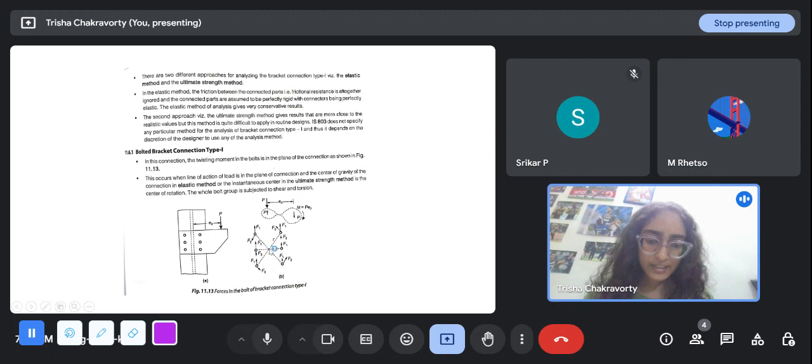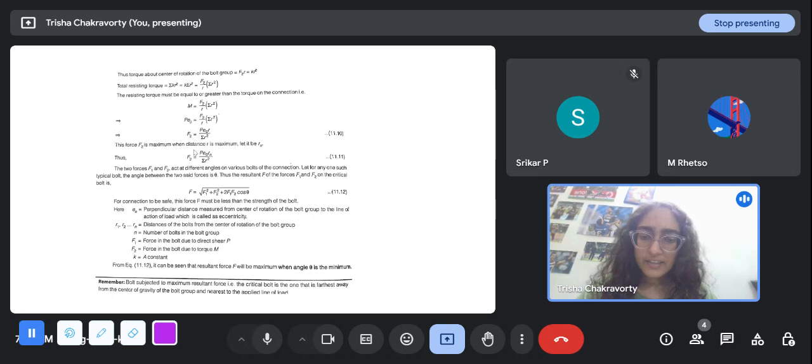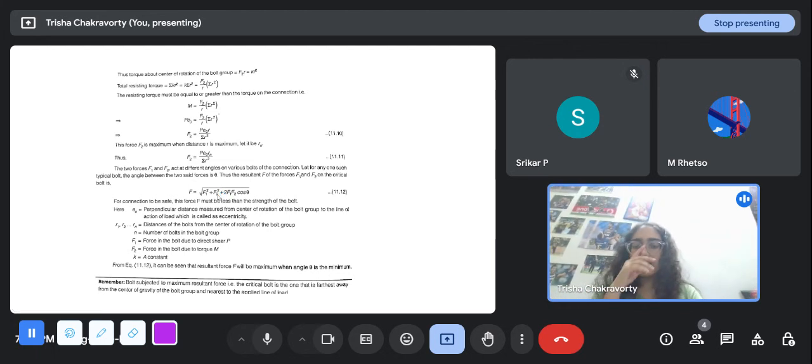This is the center of gravity, this is the radius, and this is the tangential line of action of the torsional force. So there is a cos theta coming into the picture. The cos theta is the angle between the two forces. So the resultant is F1 square plus F2 square plus 2 F1 F2 cos theta. For the connection to be safe, this resultant F must be less than the strength of the bolt. E naught is the perpendicular distance measured from the center of rotation of the bolt group to the line of action of load, which is called eccentricity. R1 to Rn are the distances of the bolts from the center of rotation.